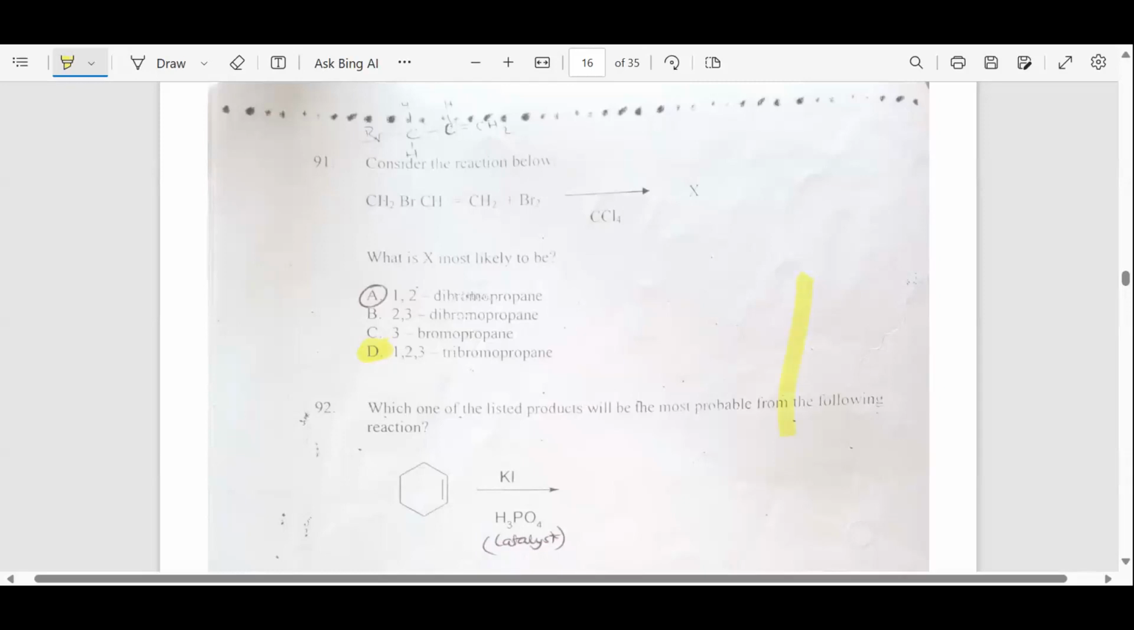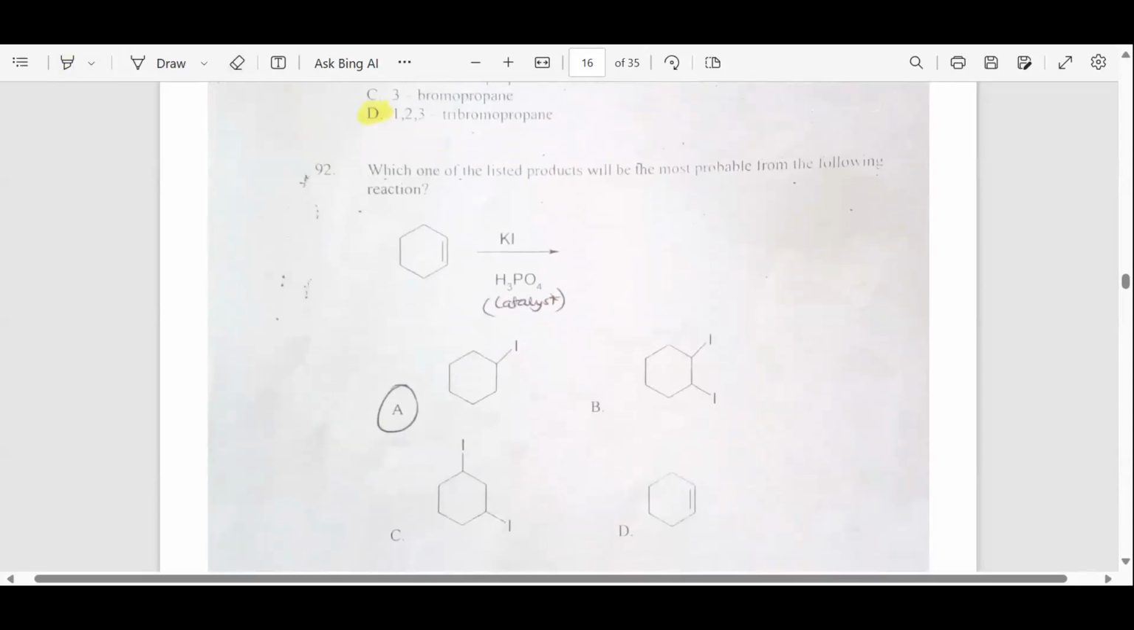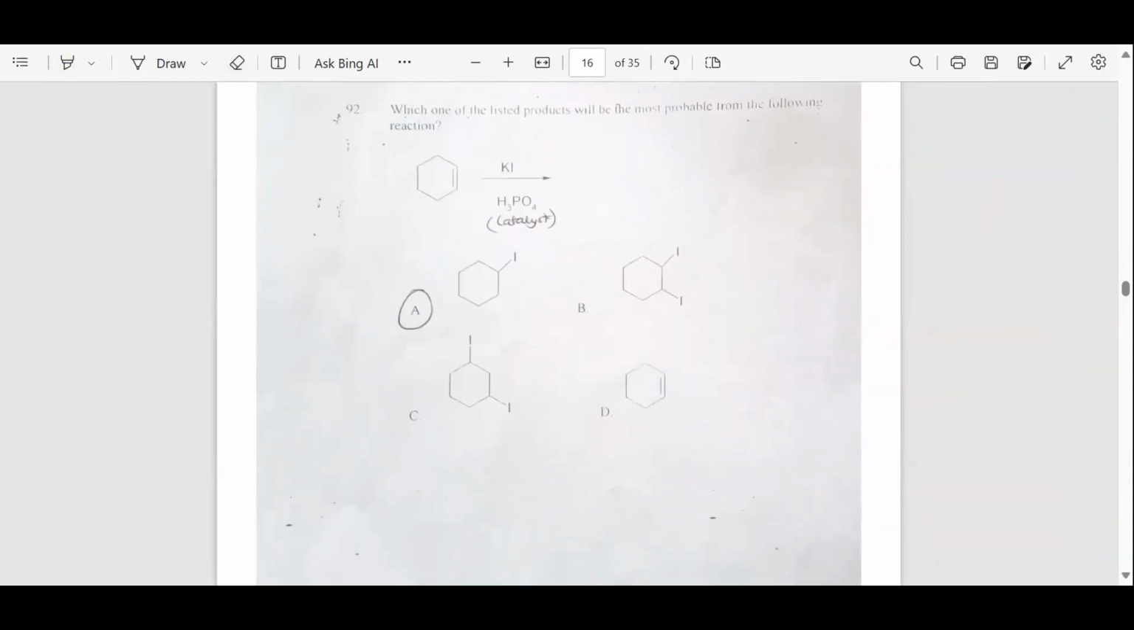Thanks so much for that input. So you've seen the correct answer is D. So number 92. Kindly move up a little, Letting. Thank you. Which one of the listed products will be the most probable from the following reaction?